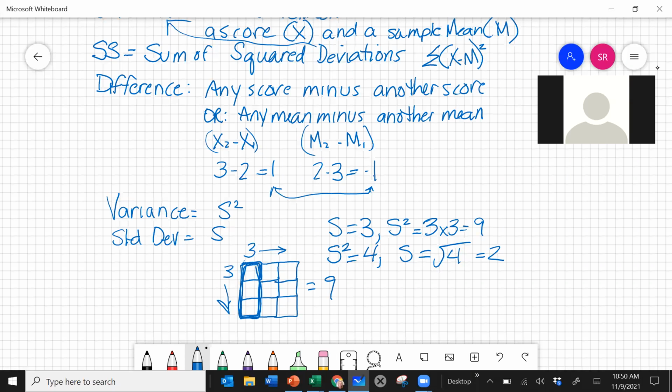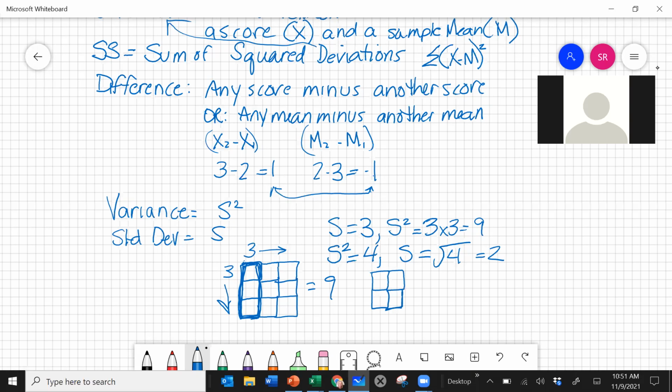And so conceptually, if you were never taught in this way, that's all we mean when we square it. We're taking the number and turning it into a square with that dimension in both directions. So if I say the variance is 4, that means that I have a big square with 4 little squares in it.